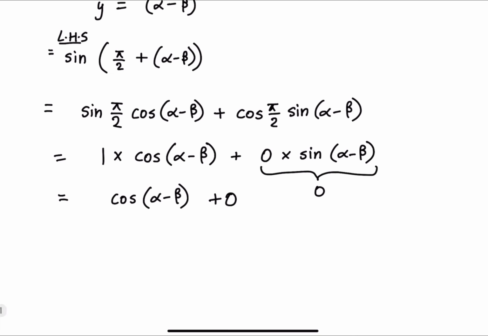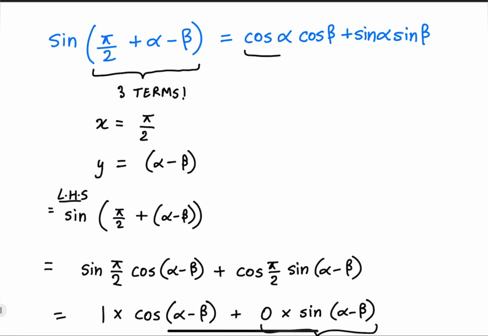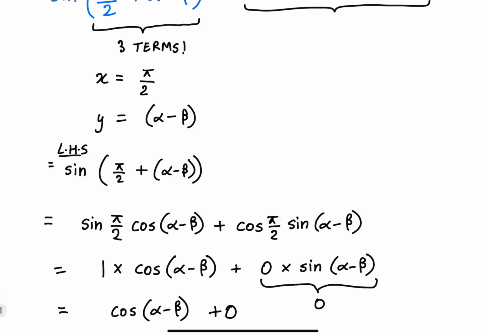So we have cos of alpha minus beta, which is the same thing as cos alpha cos beta plus sine alpha sine beta. And if you look at the start, that is exactly what we had to prove in the beginning.